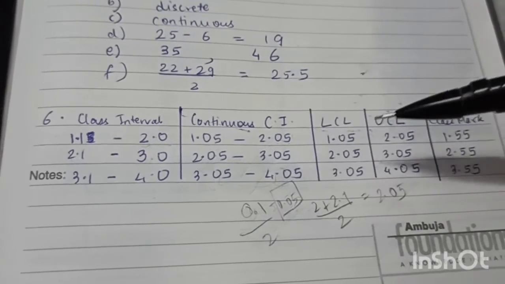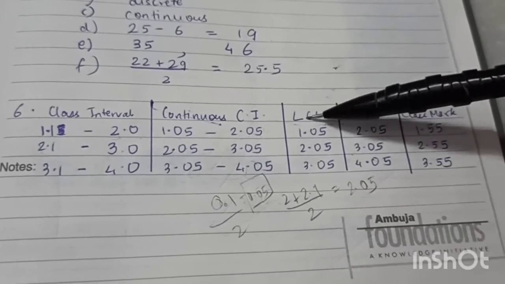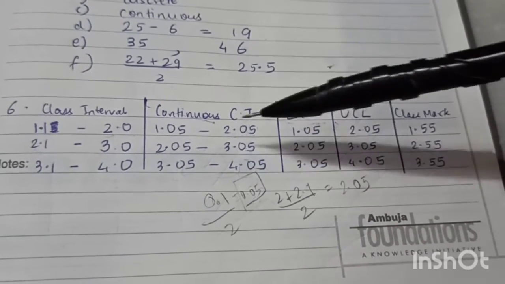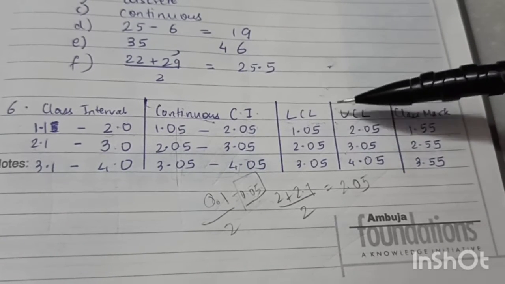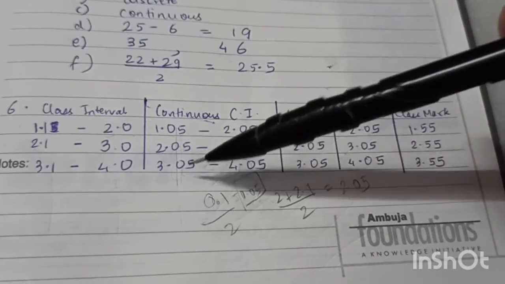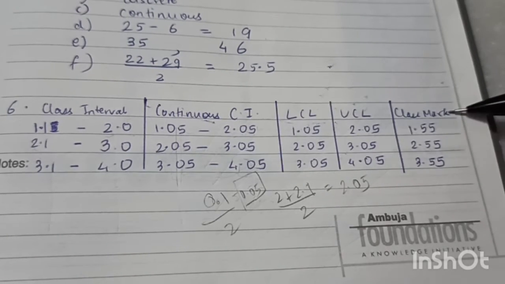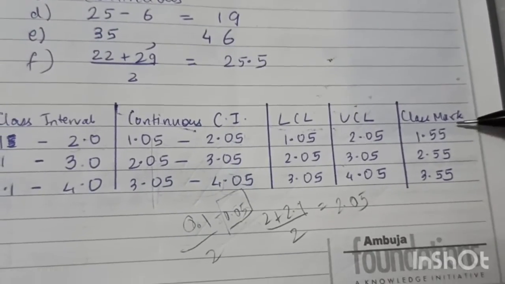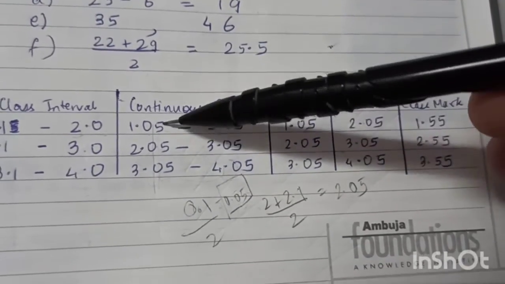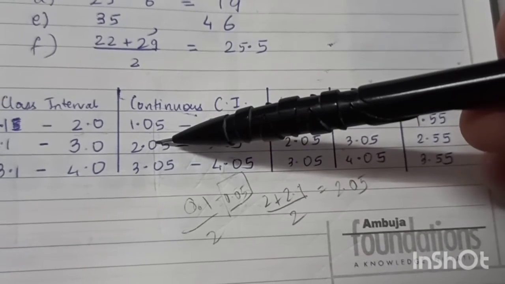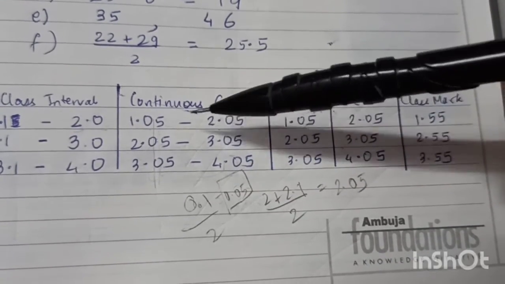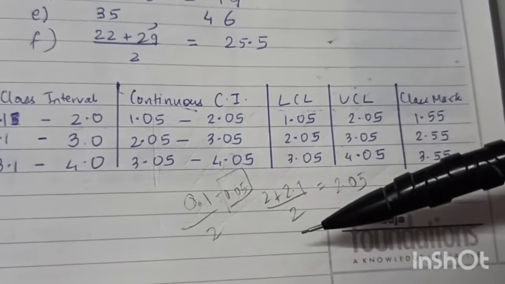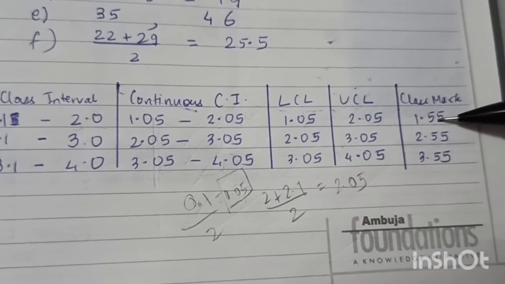And now we can know the actual lower class limit and the actual upper class limit. These are the lower limits and the upper limits when they talk about the actual class intervals, because actual means in continuous class intervals. What about class mark? Well, I told you all you have to do is take the midpoint of the two, take the average of the two. So 1.05 plus 2.05 is 3.1, and 3.1 divided by 2 will give you 1.55.